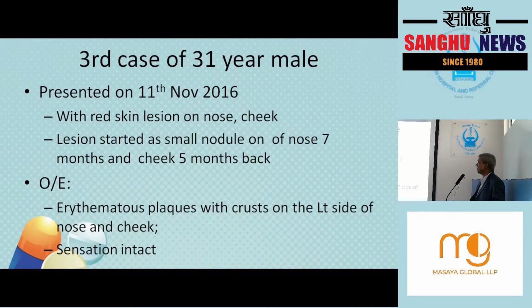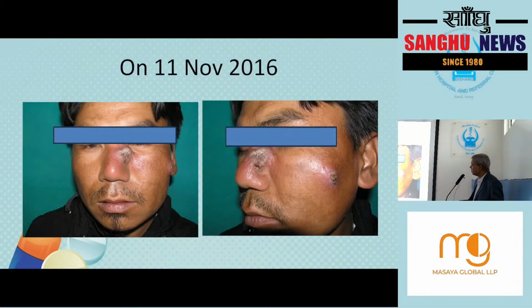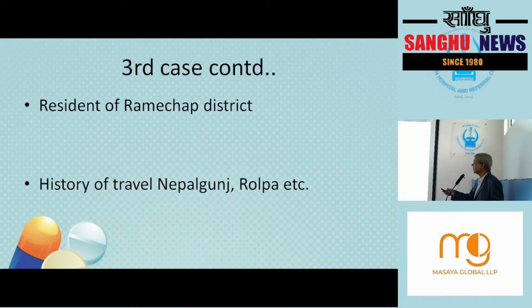A 31-year-old male presented to us with a red skin lesion on the nose and cheek. The lesion started as a small nodule on the nose 7 months ago. On the cheek, it is 5 months. You can see the lesion on the nose and on the cheek. He is a resident of Ramechhap and has a history of travel to Nepalganj and Rolpa. I mentioned Rolpa is also one of the now endemic areas for CL.